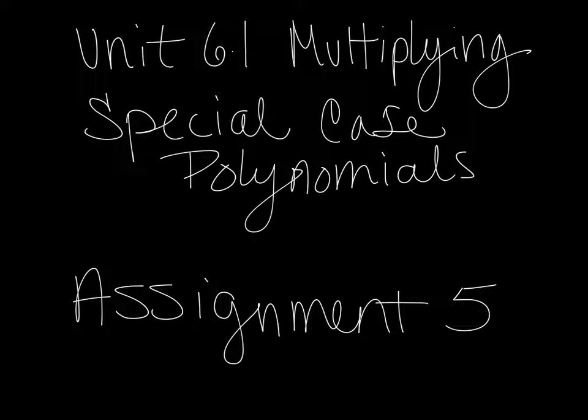Hello everyone. So we're going to wrap up Unit 6 Part 1 by multiplying some special case polynomials. You just learned how to FOIL, or reviewed how to FOIL. There are some special circumstances where some interesting things will happen. All the rules still apply, but they look a little bit different. So this goes with assignment 5.